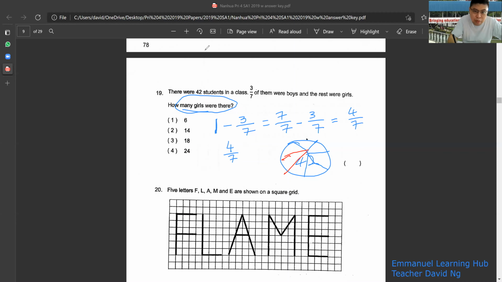What must you do? I want this 7 over 7 minus 3 over 7. Yeah, you got 4 over 7. But I want 4 over 7, this part. How much does it represent? What must you do?